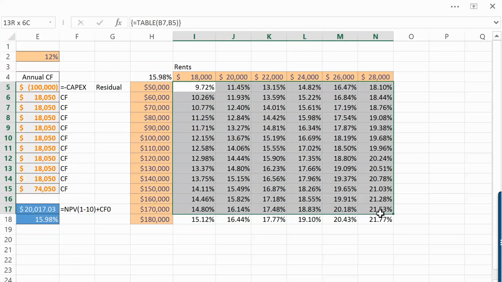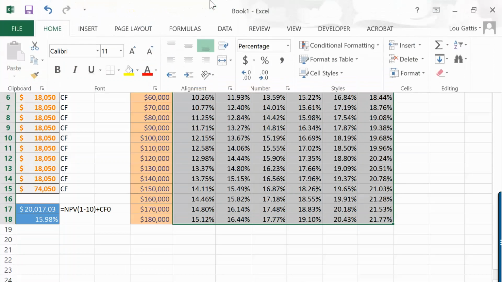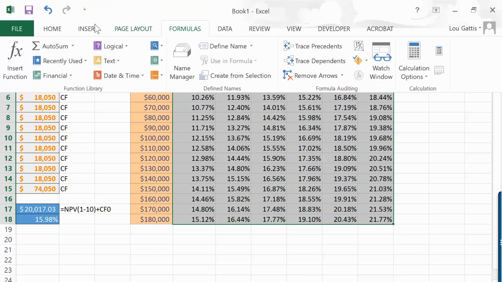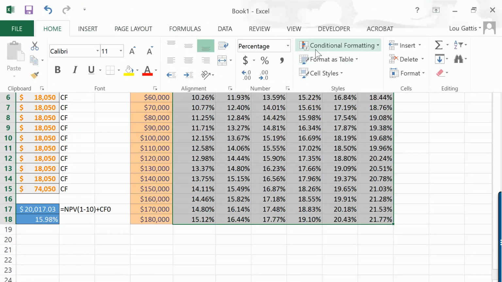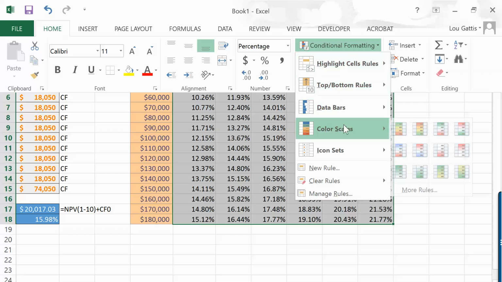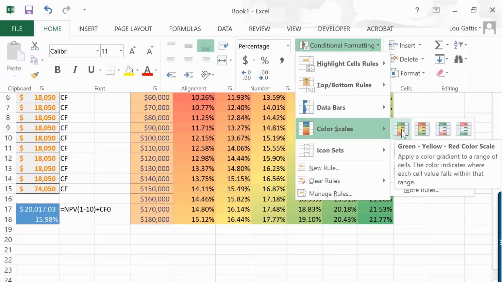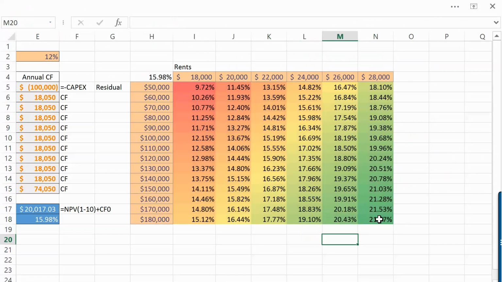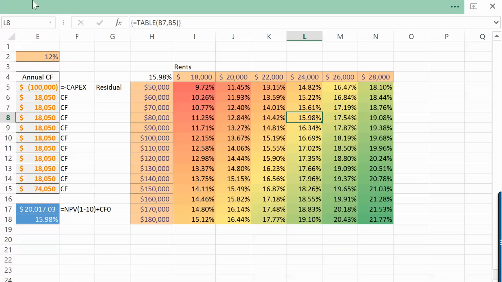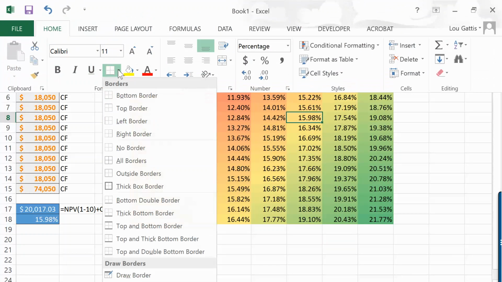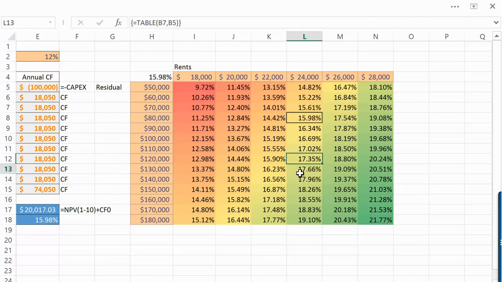Now we can also have some fun with this. It's hard to look at number data like this, so I like to add some color. So let's go to Formulas, or Home, Conditional Formatting. And we can add some color to this. I like green is good, red is bad. So it looks like the sweet spot is when you have high rents and high residuals. The low IRR is when you have low rents and low residuals. And this is my base case again. So sometimes I'll highlight that to show that it's my base case.